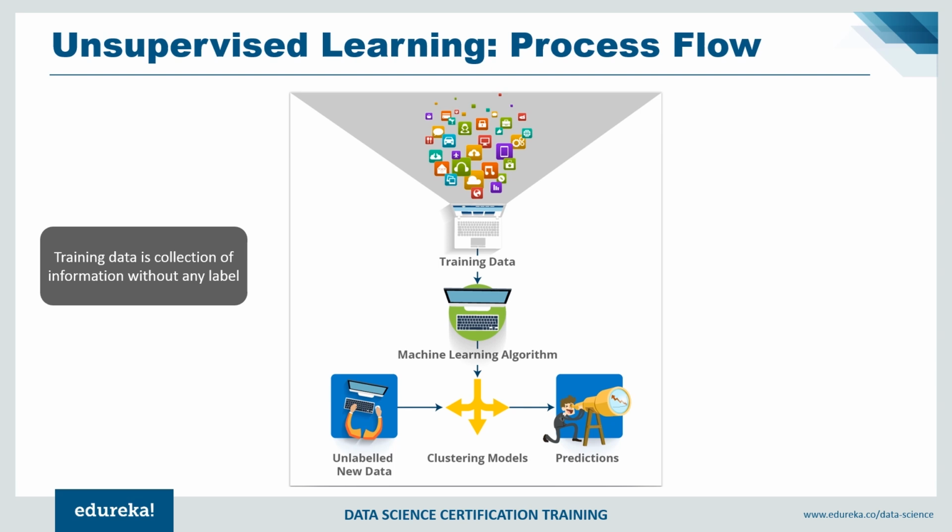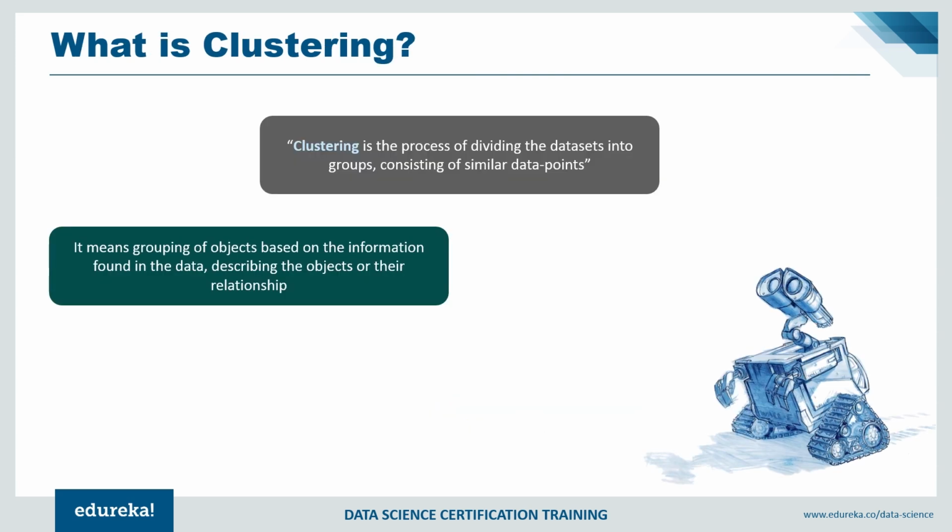So unsupervised learning is a type of machine learning algorithm used to draw inferences from datasets consisting of input data without labeled responses. If you have a look at the process flow of unsupervised learning, the training data is a collection of information without any label. We have the machine learning algorithm, and then we have the clustering models. What it does is distribute the data into different clusters. And again, if you provide any unlabeled new data, it will make a prediction and find out to which cluster that particular data point belongs.